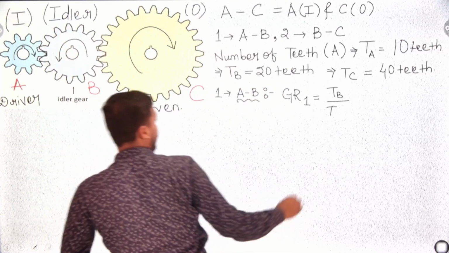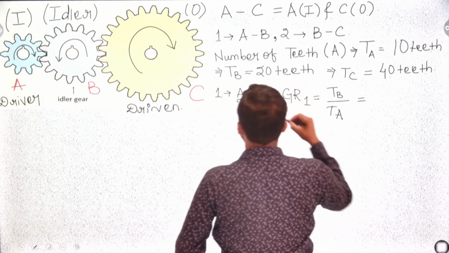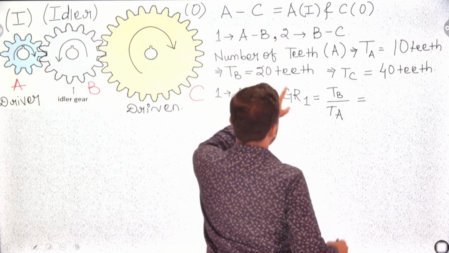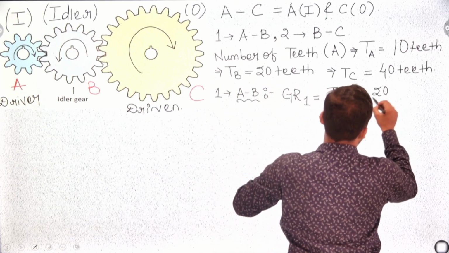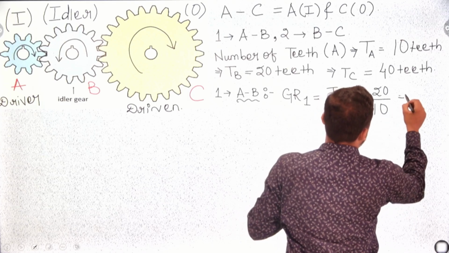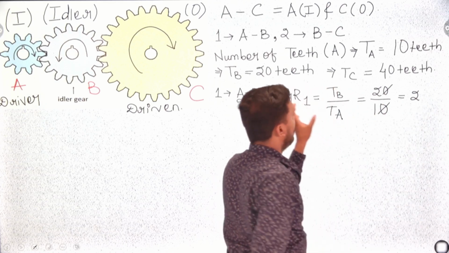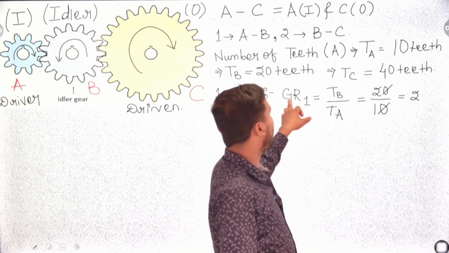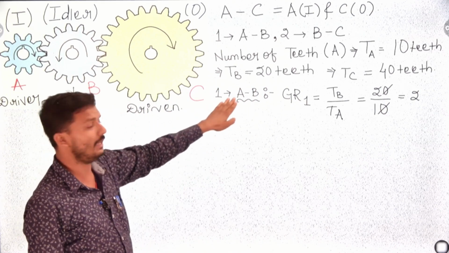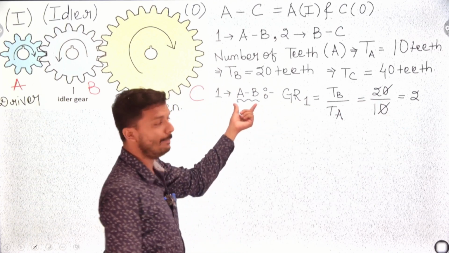So this is the reason: TB by TA. TB is the output gear, B is output and A is input. TB is 20 teeth of B, and the number of teeth of A is 10 teeth. So we get 2. The zeros cancel, and the ratio becomes 2. So GR1, or gear ratio in the first case, if you take AB, then the gear ratio we obtain is 2. For which purpose? AB, okay.